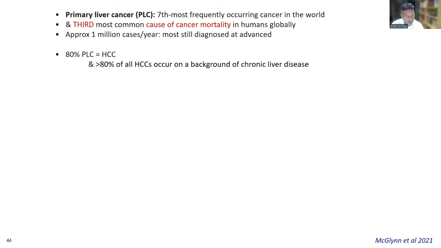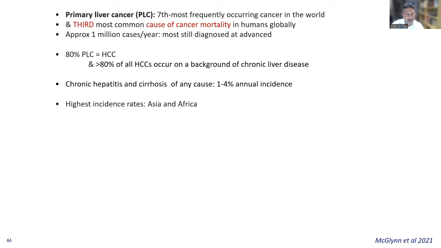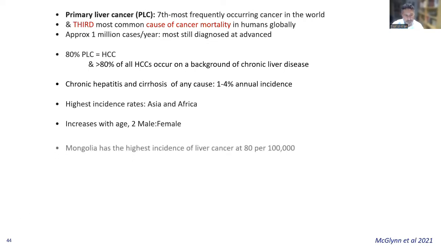The majority of primary liver cancers are HCCs, hepatocellular cancers, and the vast majority of HCCs occur on the background of chronic liver disease. It's not impossible, but it is uncommon to see HCC in someone who does not have any past history of chronic liver disease. And if a patient has chronic hepatitis and cirrhosis of any cause, they have somewhere around a 2 or 3% annual risk of HCC. Globally, the highest rates are in Asia and Africa. Across the world, wherever HCC occurs, men are affected twice as commonly as women.